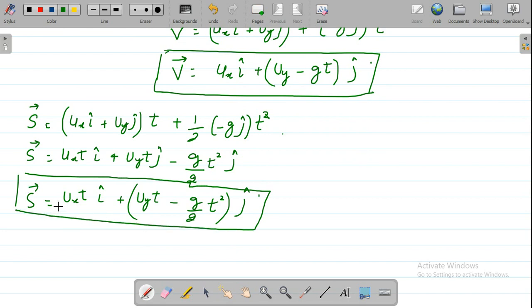This is the x component, or we can say the x coordinate. This is i cap, that means this is along the x-axis. This is the x coordinate, and this is the y coordinate.